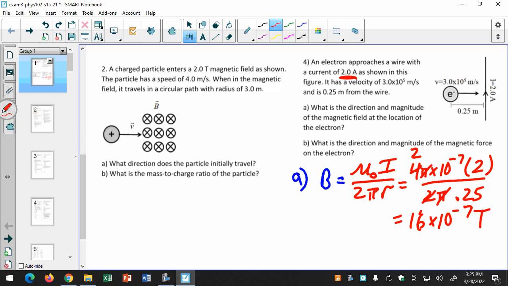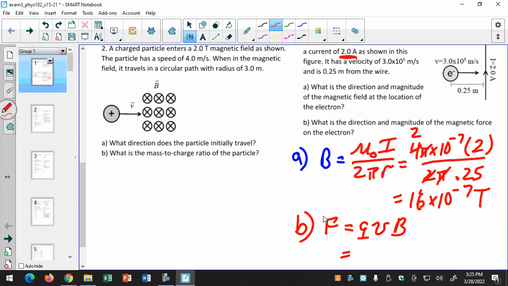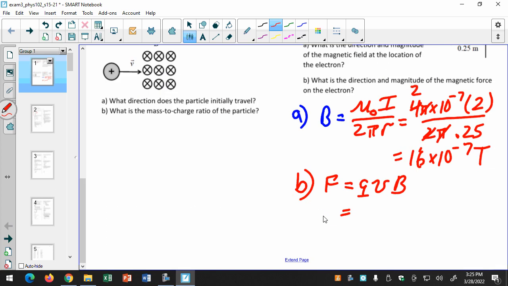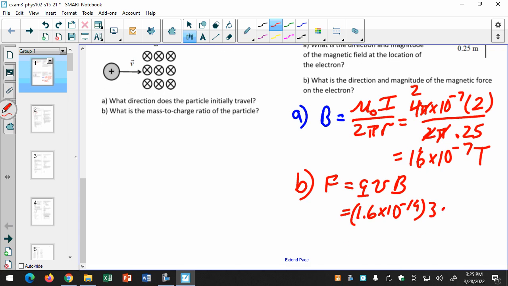You'll have to calculate that magnetic field and then calculate the direction and magnitude of the force. So now that I know this charge is moving through this magnetic field, I can calculate the force that it feels. This is an electron, so it's 1.6 times 10 to the minus 19. The speed of it is 3 times 10 to the 5th. And now I have the magnetic field, which is 16 times 10 to the minus 7. And then you calculate that force, and it is whatever it is.